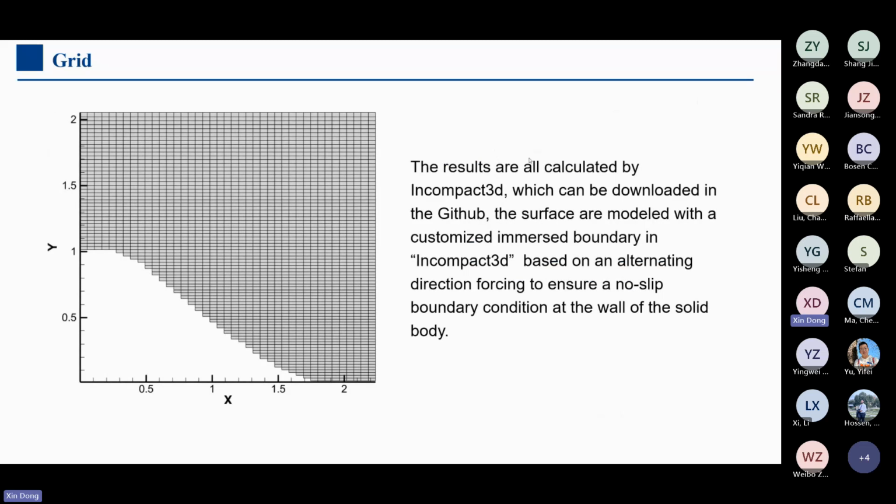Our results are all calculated by CompressibleFlow 3D, which can be downloaded on GitHub. The surface can be modeled with the customized immersed boundary in CompressibleFlow 3D, based on alternating direction forcing, to ensure a no-slip boundary condition at the wall of the solid body.